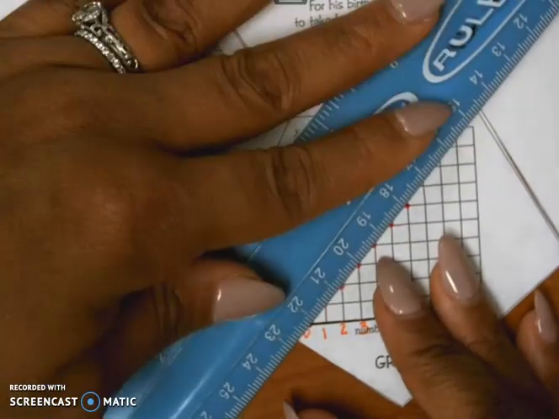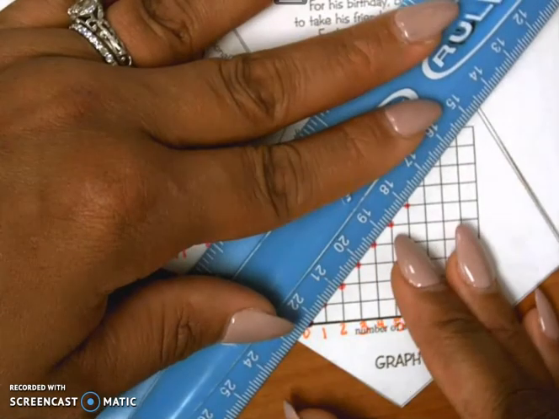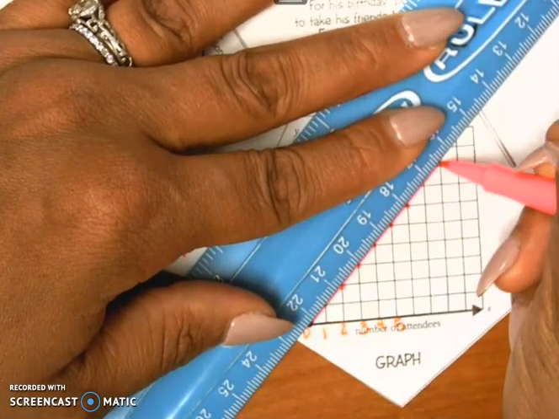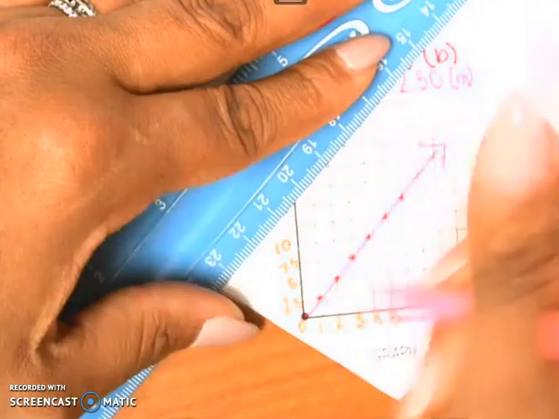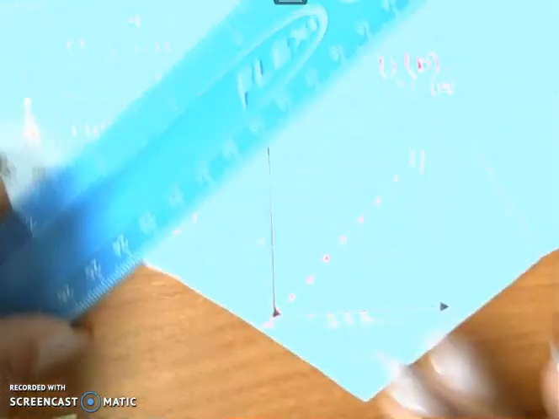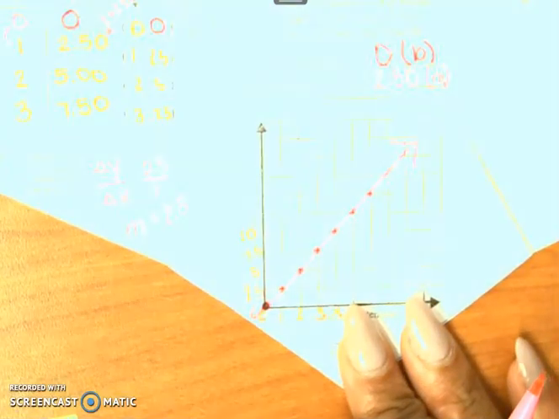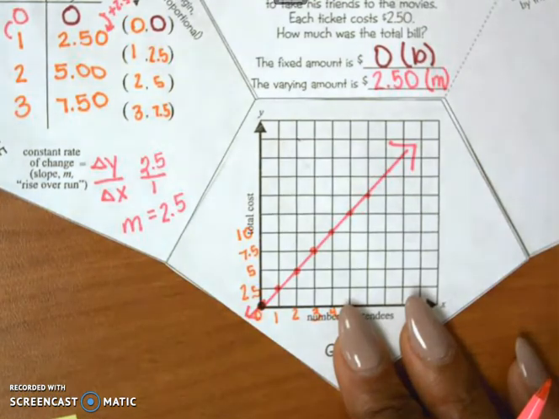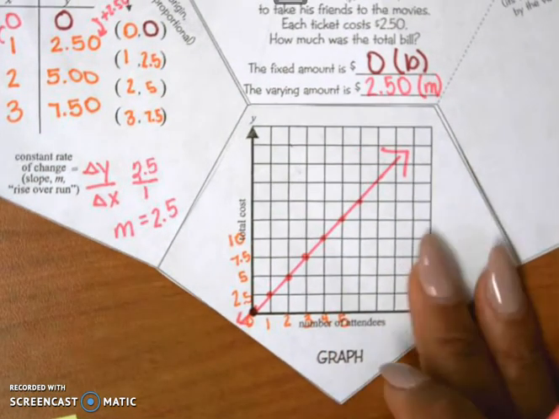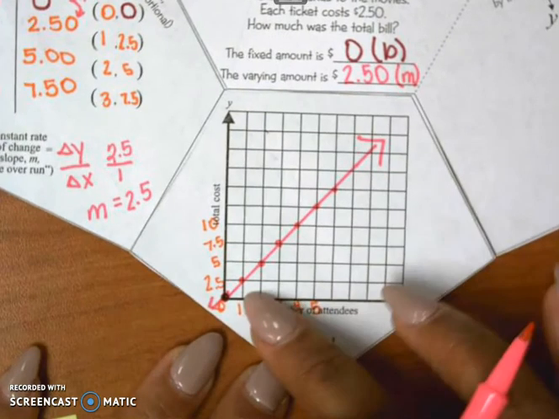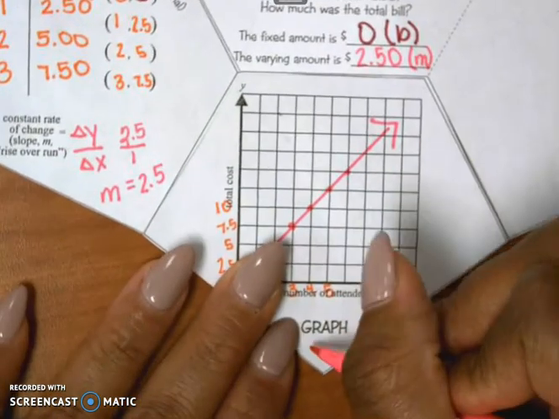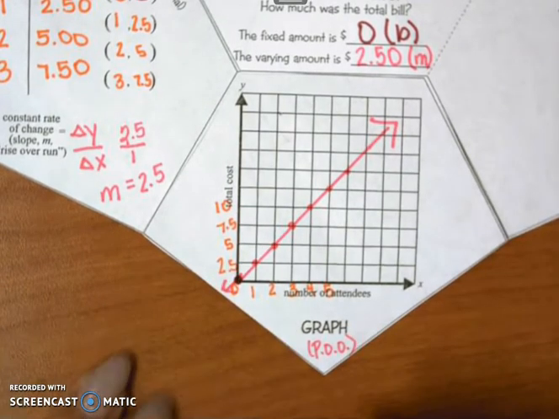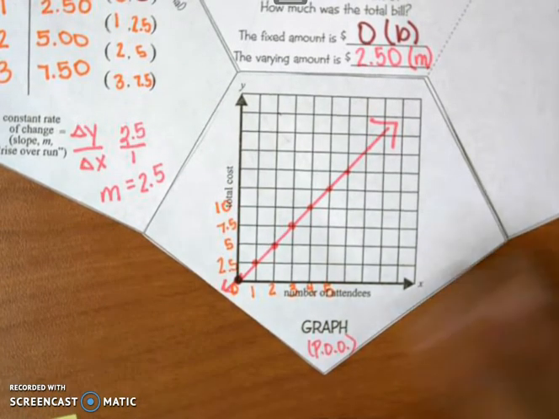I will take a ruler, and because these are linear equations, I should draw a line. And you will notice that my line will go through my point of origin. My graph will go through the origin. So therefore, it is a proportional relationship.